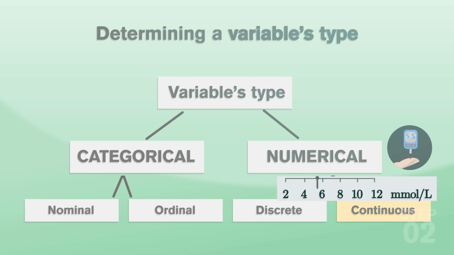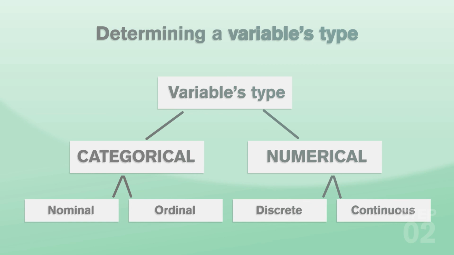Note, it is not the measuring instrument that determines whether a variable is discrete or continuous. The fact that blood glucose level could be measured to be any value within some range is what determines that the variable blood glucose level is continuous.